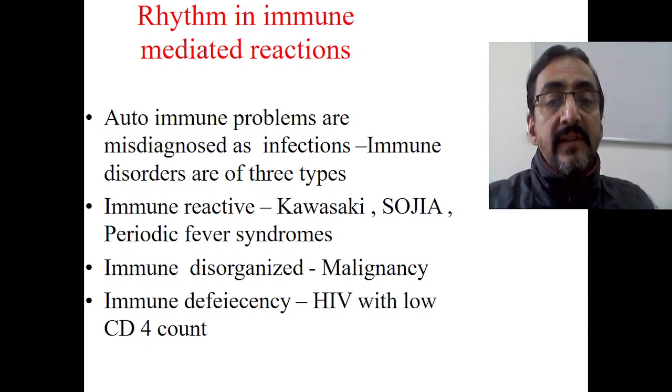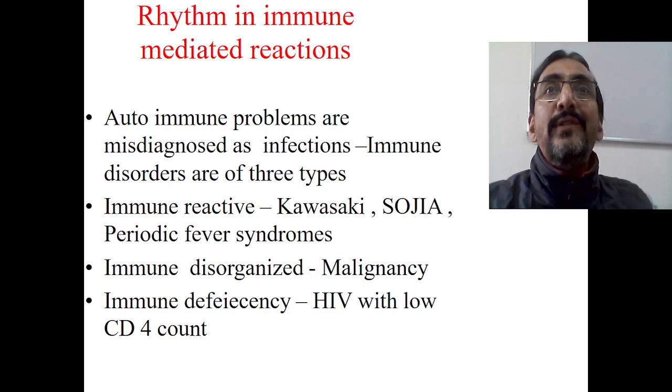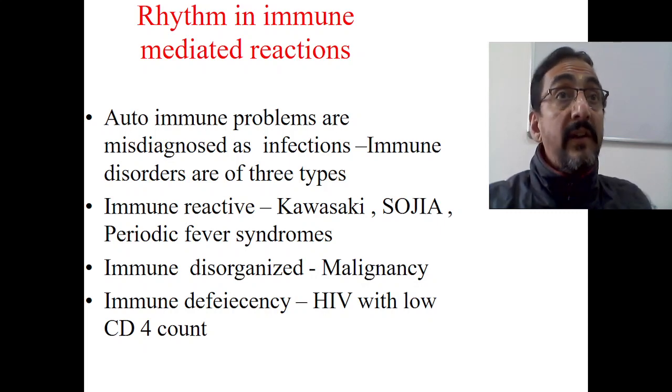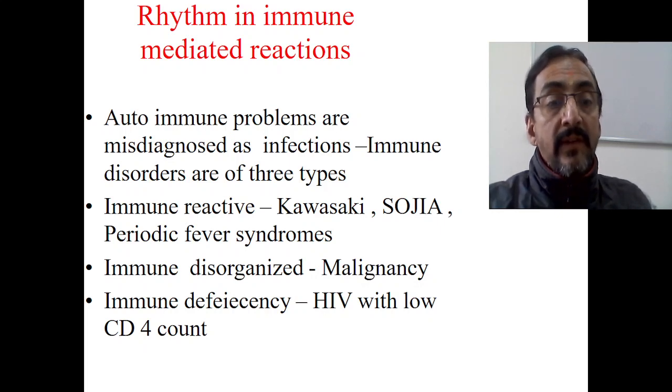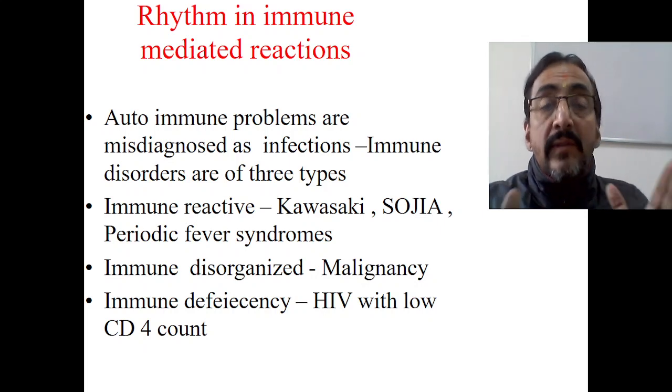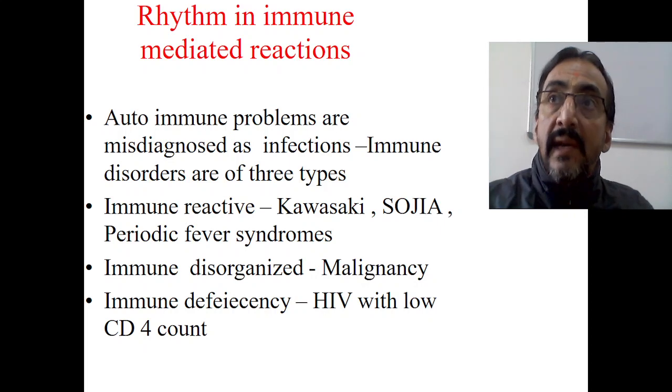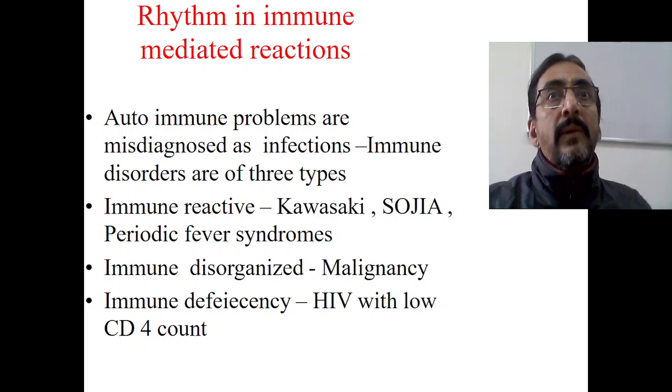Similarly, immune deficiency may also lead to repeated fevers, as we witness in case of HIV or isolated or combined immunodeficiency, T cell, B cell, or combined deficiency. So low CD4 count and all in case of HIV. So these are the three types of immunological fever. In all the three types the pattern is the same. There will be a long interfebrile period.